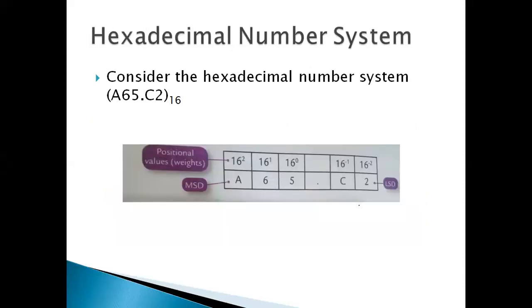Similarly, let us consider a hexadecimal number A65.C2, and you can see that we have this hexadecimal number written over here. So the positional value of A is 16 to the power 2, the positional value of 6 is 16 to the power 1, the positional value of 5 is 16 to the power 0, the positional value of C is 16 to the power minus 1, and the positional value of 2 is 16 to the power minus 2.